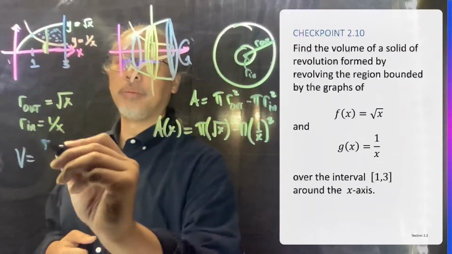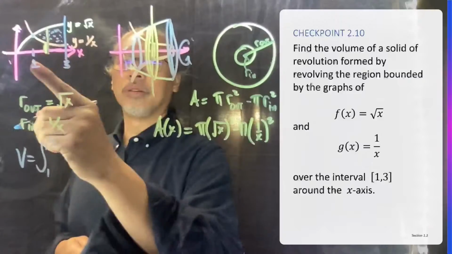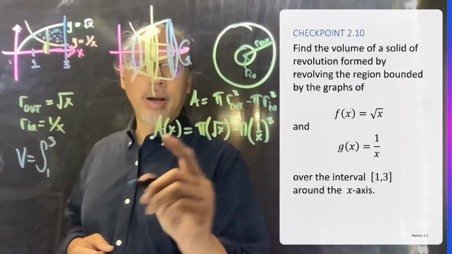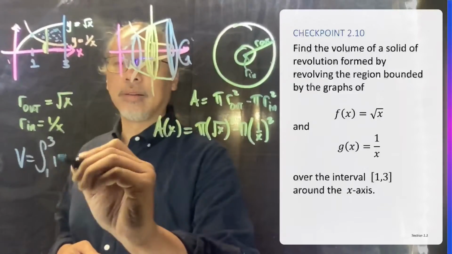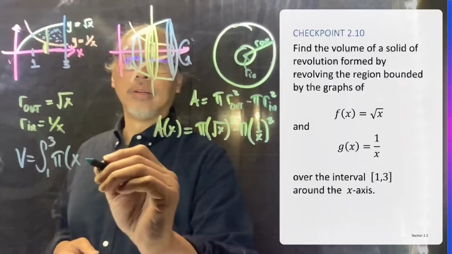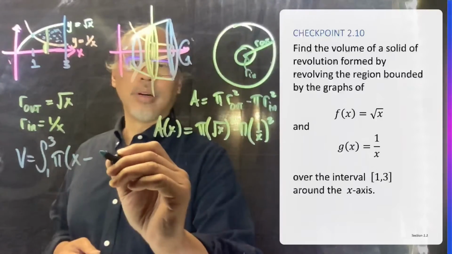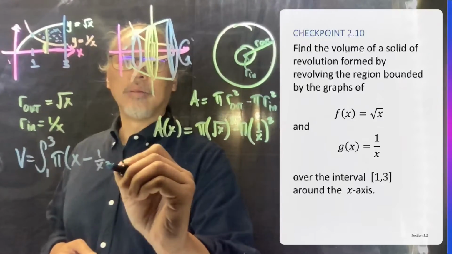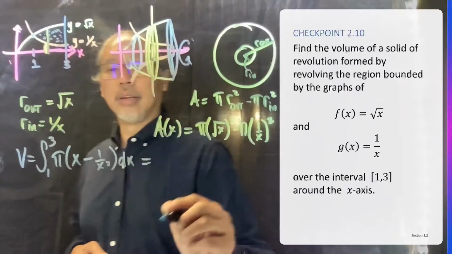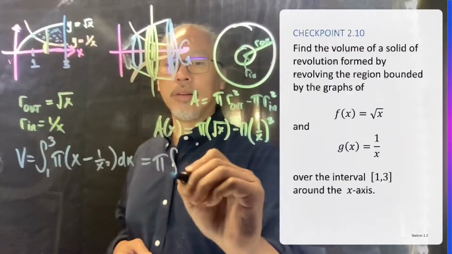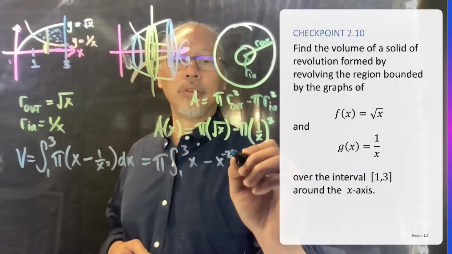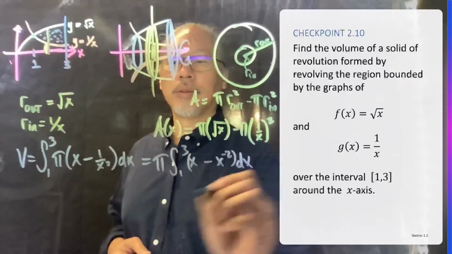Our volume is going to be the integral from 1 to 3. Those are our limits of integration. We have a pi for both of them, so we can factor that out. The first one is just going to be an x. The second one is going to be 1 over x squared, which we probably should have rewritten as x to the negative 2. So we'll take the pi out, integrate from 1 to 3, x minus x to the negative 2 power dx.